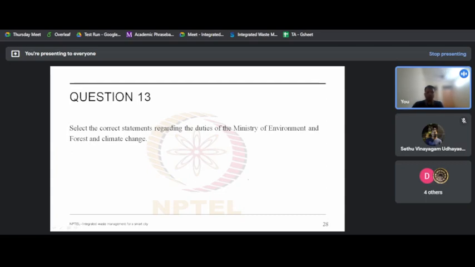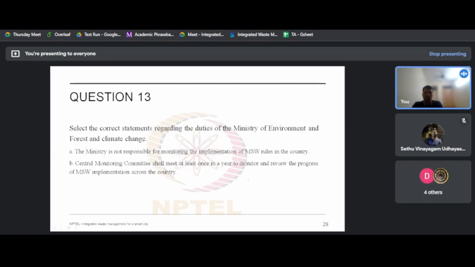So we come to the last question of today's session, which is: select the correct statements regarding the duties of the Ministry of Environment and Forest and Climate Change. So the ministry is not responsible for monitoring the implementation of MSW rules in the country. Central Monitoring Committee shall meet at least once in a year to monitor and review the process of MSW implementation across the country. Central Monitoring Committee shall be renewed every 3 years. And finally, we have Central Monitoring Committee shall be renewed every year.